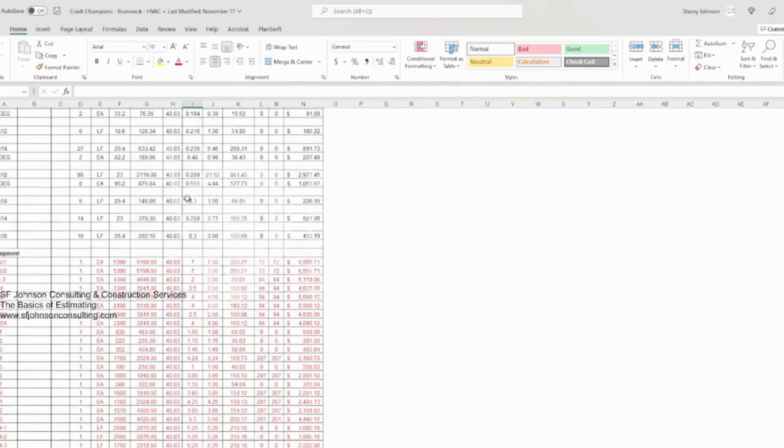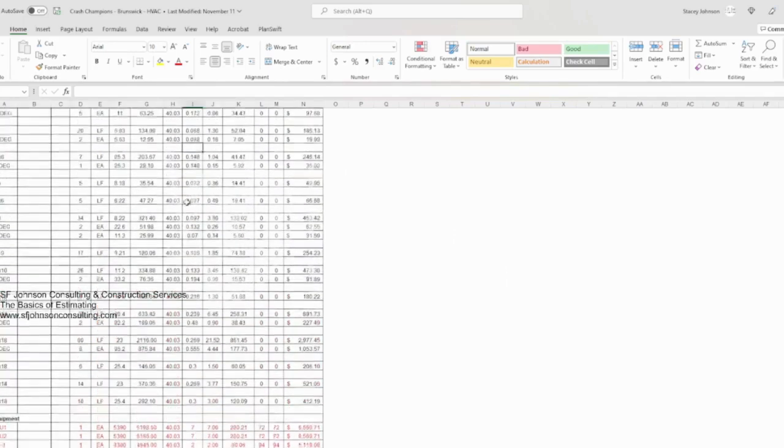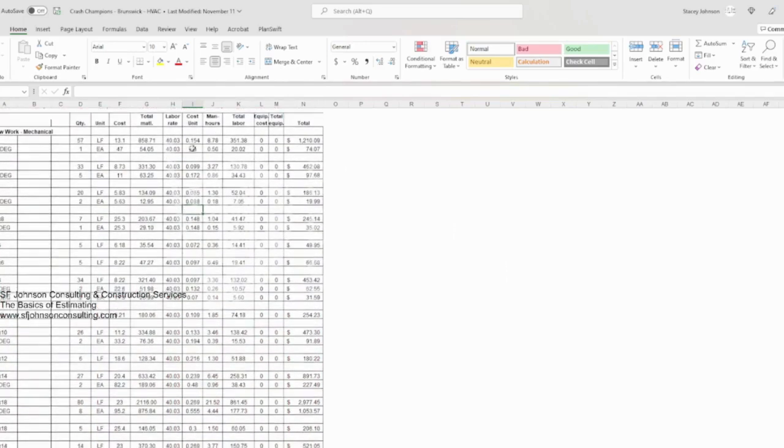And remember, all this you're going to get from the cost book. You're not going to guess. A good cost book's going to tell you the man-hour unit, how long does it take, cost unit per linear foot to install 1 linear foot of this. So you're never guessing.